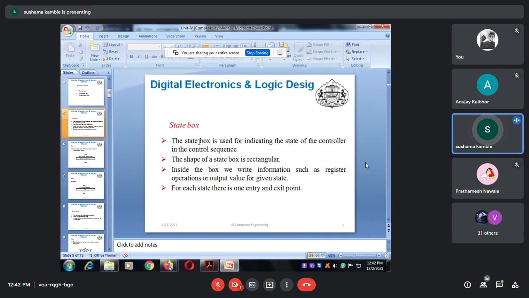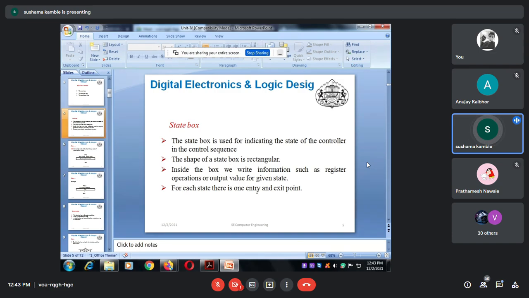All of you have gone through it. That is, it is a rectangular shape. Okay, it is used for indicating the state of the controller in the control sequence. Okay, we have seen the shape, and inside the box we write information such as the register operations or output value for a given state. We will take an example and it will be understood. For now, just remember what is in it, what its shape is, and what it is called.